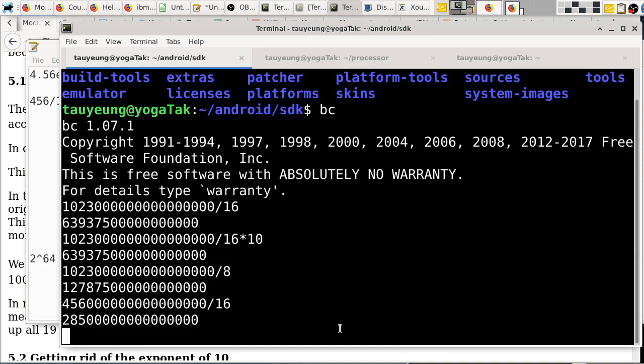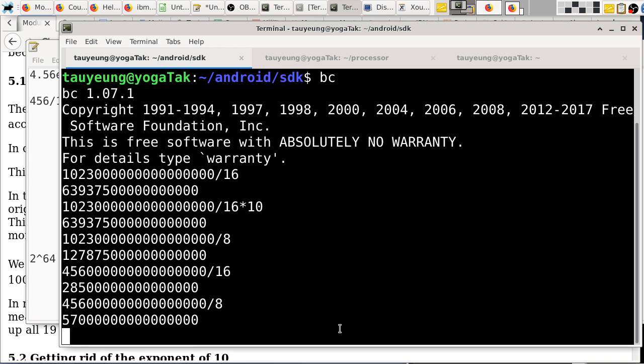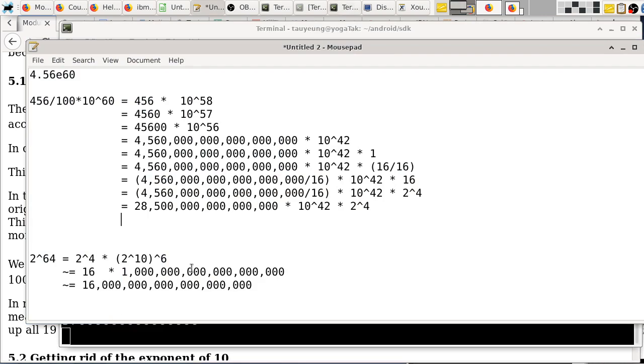Okay, so let's try the other one. Let's try to divide this by 8, 5, 7, and did I count the zeros correctly? Okay. The zeros are counted correctly. Oh, you mean divide it by 100? Yeah, or multiply. What power of 10 can I multiply to this before I run out of room with a 64-bit integer?